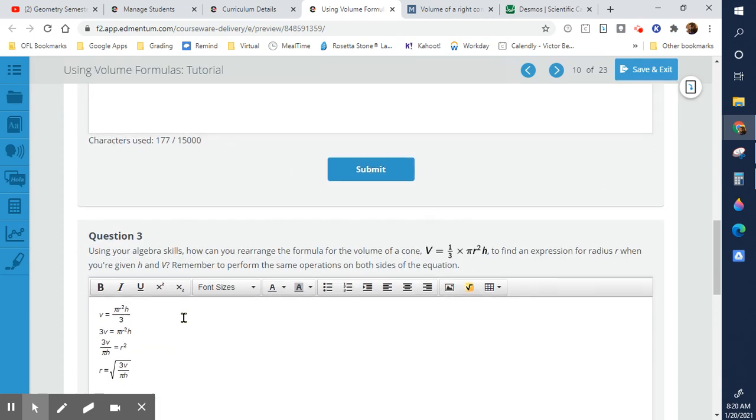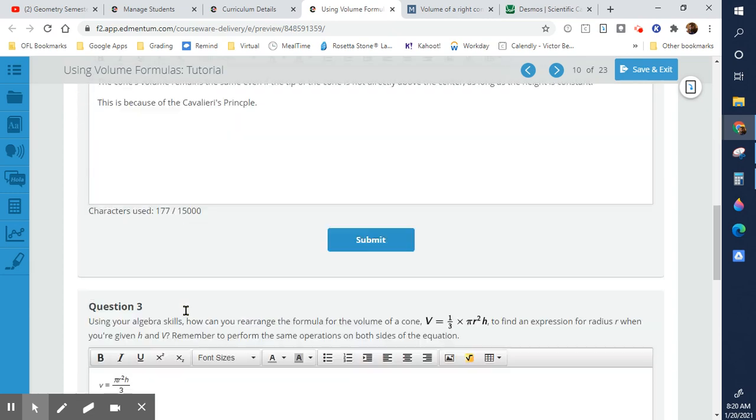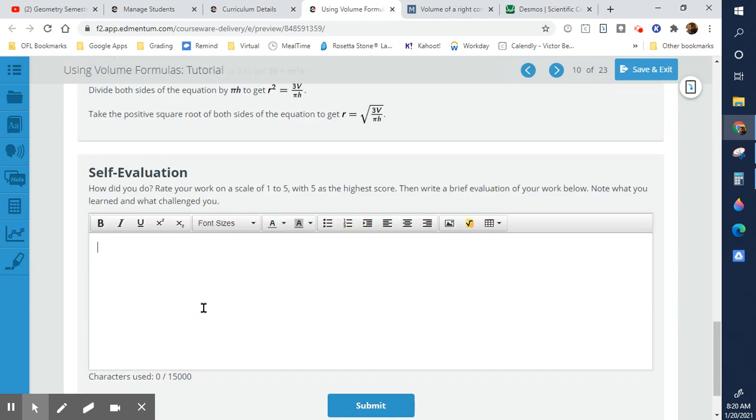All right, so how did we do? I'm going to give myself a 4. It was a little difficult finding the oblique option, but once I found it, the problem was easy to solve.